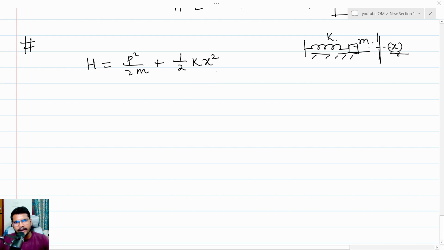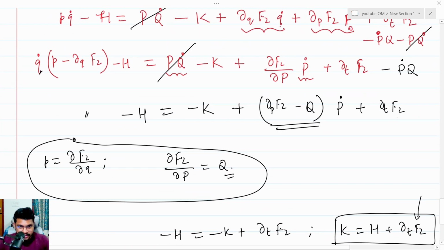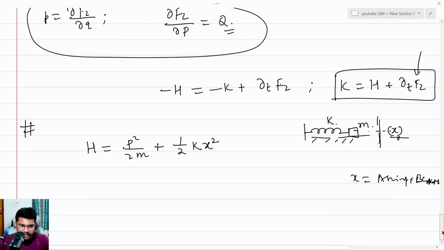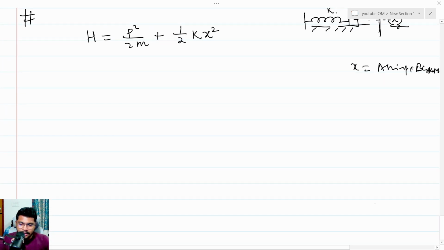If you would simply say, okay, why should I solve it? I know the solution. The solution is x equal to a sin omega t plus b cos omega t, and so forth, right? Then what is the use of it? Yeah, it is of no use. But see that it's very interesting. The thing is that if there is no friction, this system is going to be conserved. Therefore, H is becoming some kind of a constant, right?